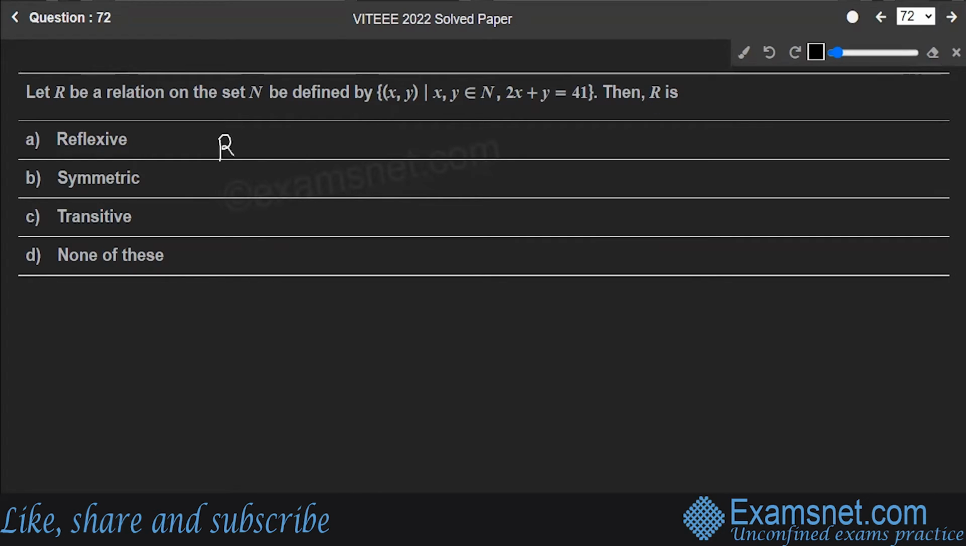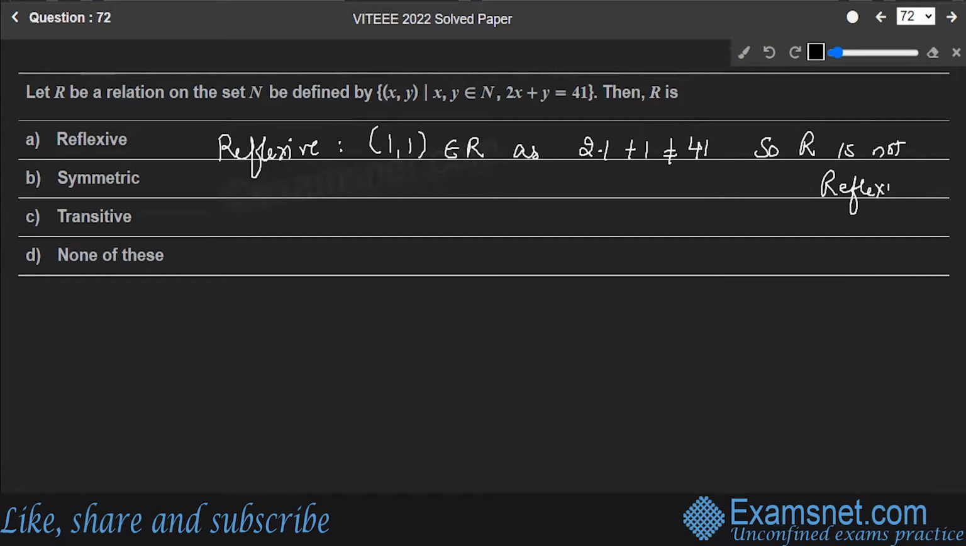Okay, so reflexive: is (1, 1) in R? As 2 into 1 plus 1 is not equal to 41, this relation is not reflexive. If I take (1, 1), this is not satisfying that equation. So this particular relation is not reflexive.